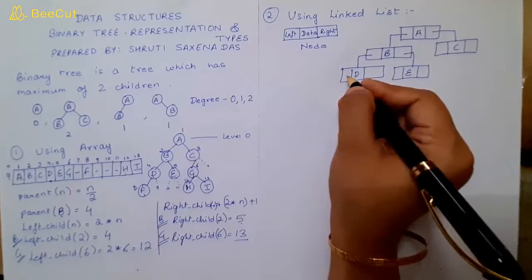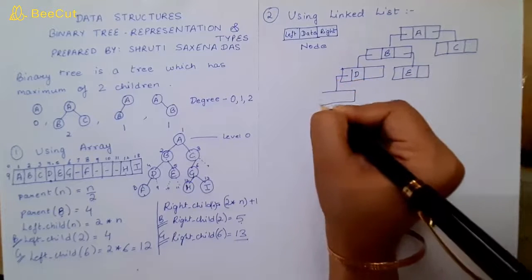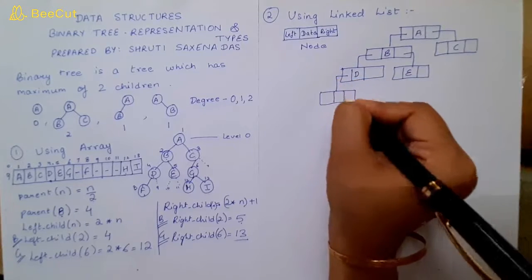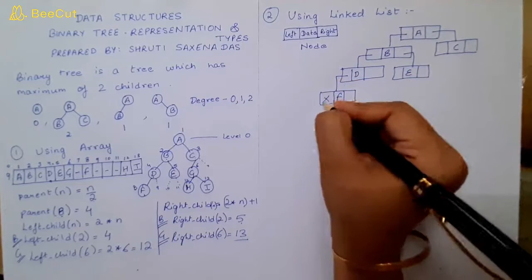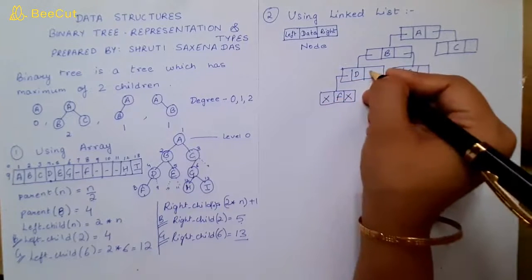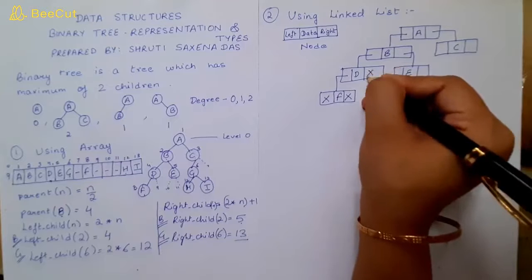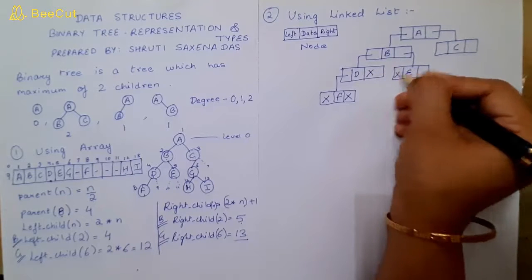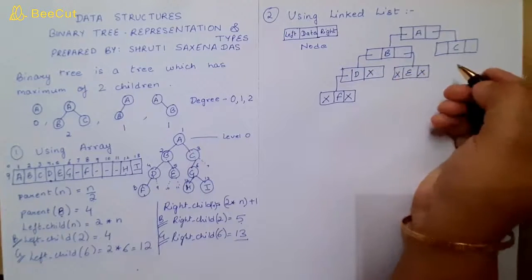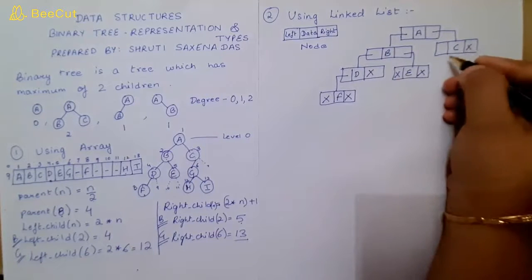D is having only one left child, F. F is not having any children, so it will store null. D is not having any right node, so it will store null. E is not having any child, so it will store null. C is not having any right child.